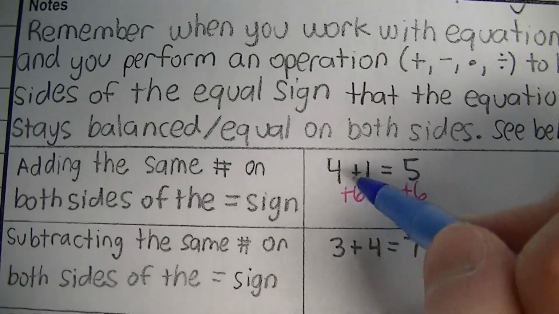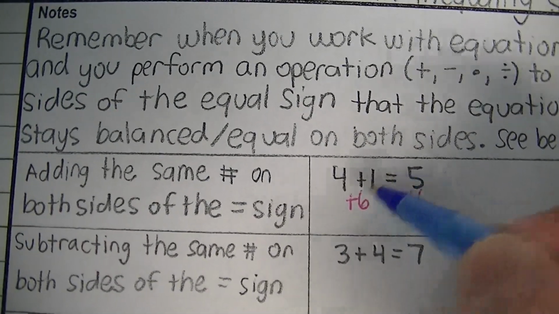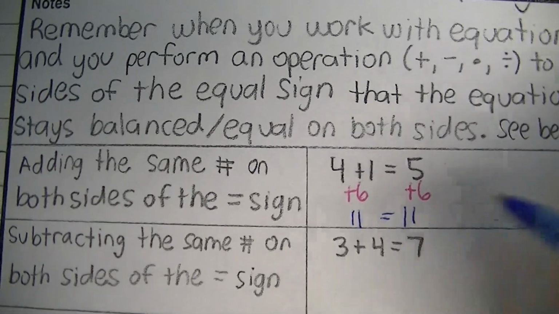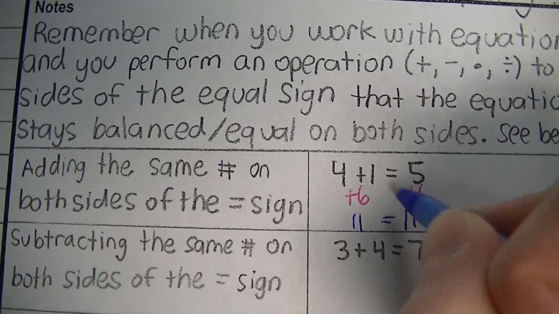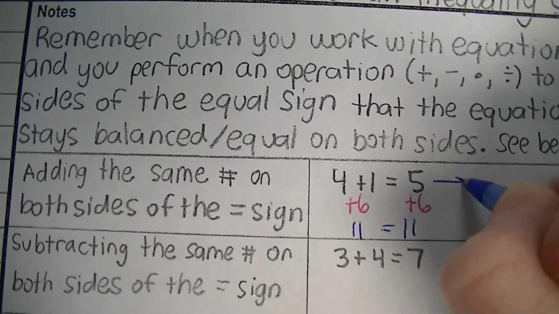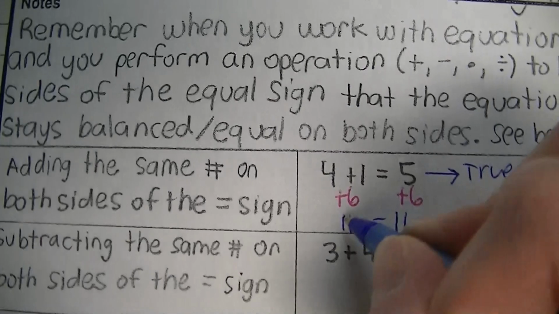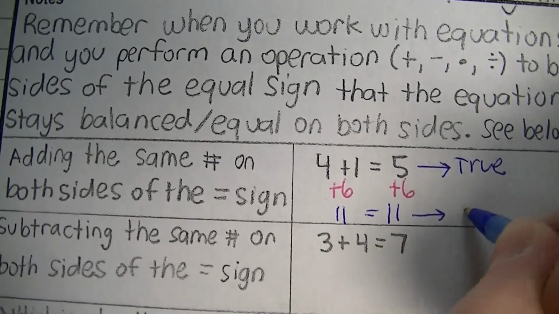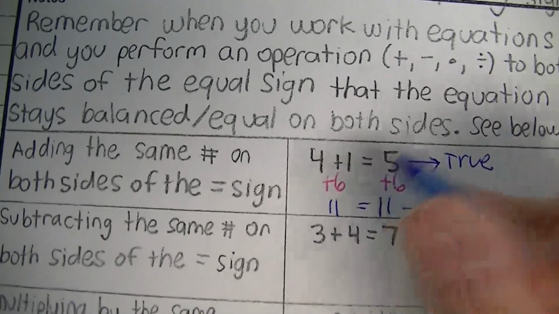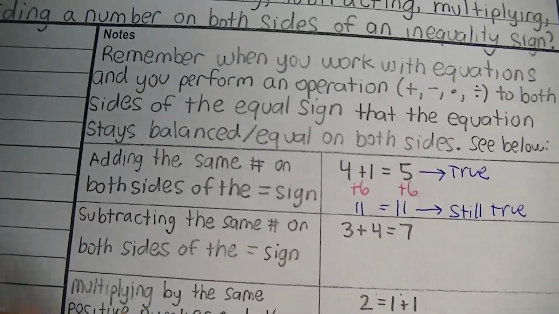Well, 4 plus 1 is 5, plus 6, that's 11. And then isn't 5 plus 6 11? So when I added 6 to both sides of the equal sign, it's true. So 4 plus 1 does equal 5, so that was true. And then doesn't 11 equal 11? So that's still true, even after we've added the same number to both sides of that equation, that equal sign.